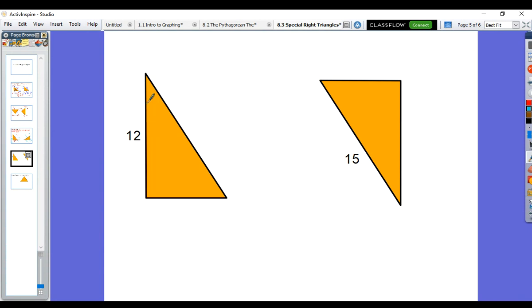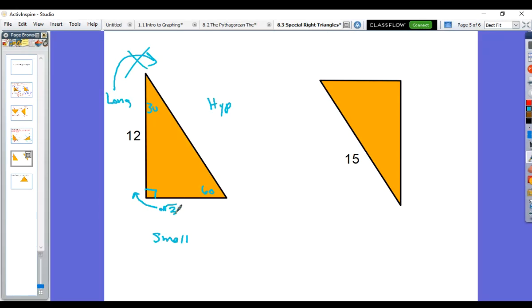So 30, 60, 90 degree triangle. That means this is our long leg, this is a small leg, and this is our hypotenuse over here. Again, you cannot go from the long leg to the hypotenuse. There's no way. You have to come to the small leg and then take that value and double it to get the hypotenuse. Okay?